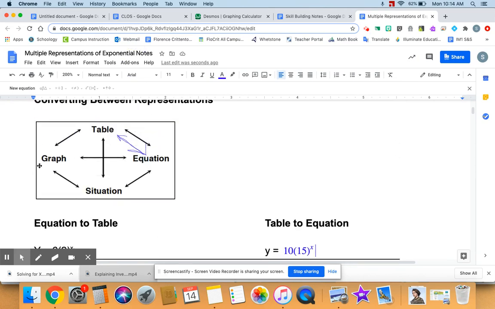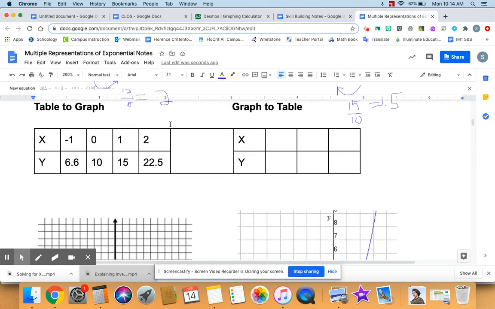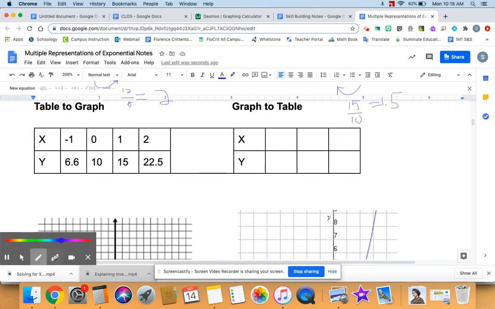So the next two are about table to graph or graph to table. So we're going to be doing this connection, table to graph / graph to table. So if it's a table and I need to graph it, I'm really just plotting my points. Here, let me zoom out so I can see it.